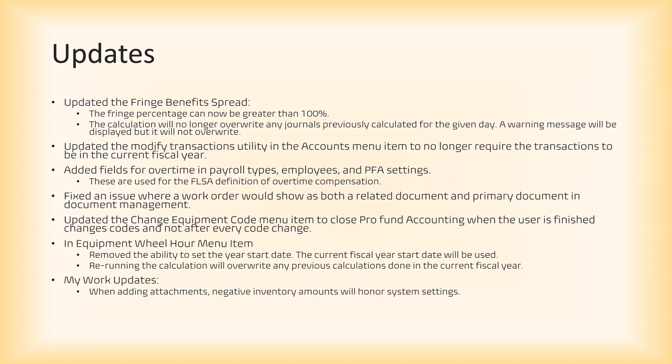When adding attachments, negative inventory amounts will honor the system settings. So we do have system settings. We updated the comp time bank to include the bank level comp time max value. So before it wasn't honoring the maximum value that was set in the bank. All right, so that is with that.